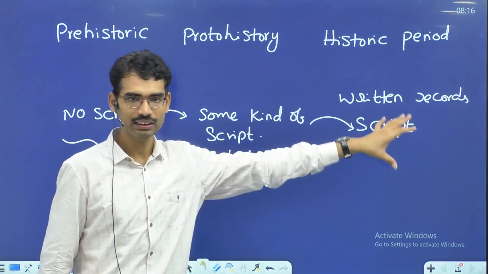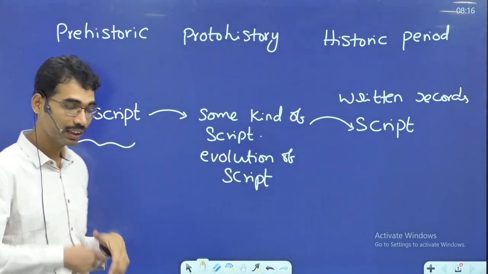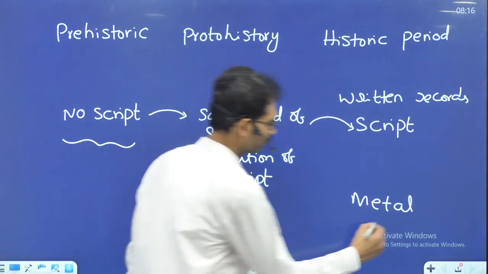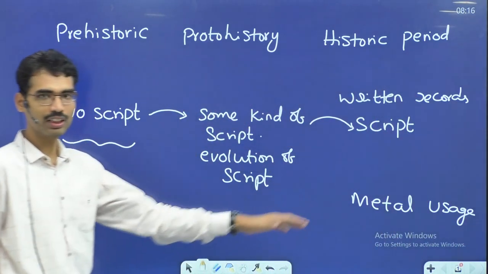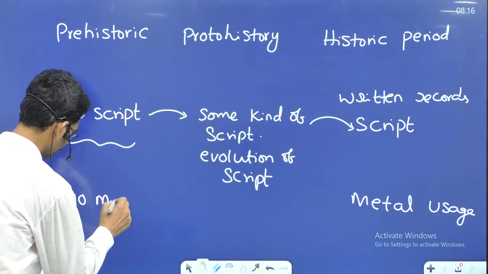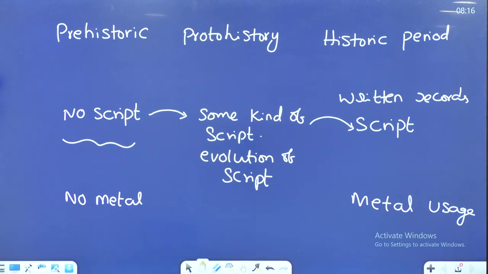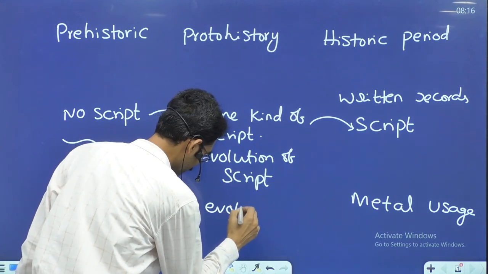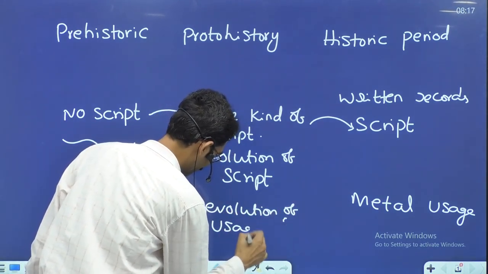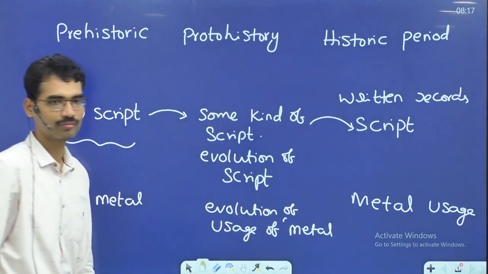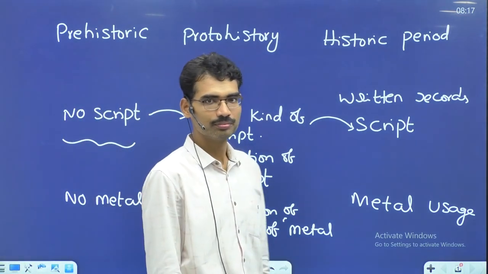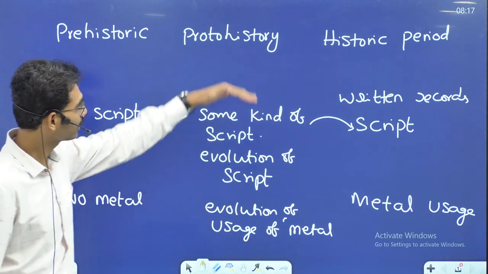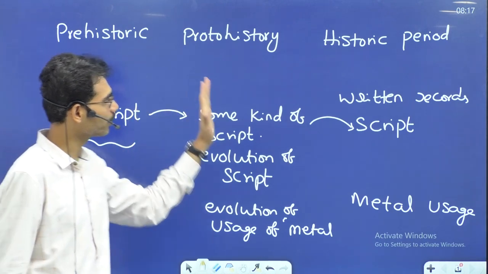And it is not the only major criteria which considers the characteristics of historic period. There are other things, that is, metal usage, metal technology, it is fully utilized. Here, no metal. And here, again, evolution of usage of metal. And those Chalcolithic periods which do not have this evidence, but this have this evidence. So that's why there are some criteria characteristics which define prehistory, protohistory, and historic period.